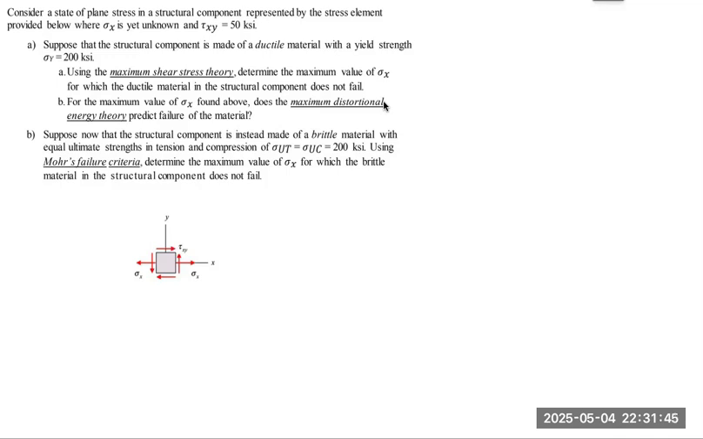And part C is, suppose now that the structural component is instead made of a brittle material with equal ultimate strength in tension and compression, ultimate stress tensile equals ultimate stress compressive equals 200 ksi. Using Mohr's failure criteria, determine the maximum value of sigma x for which the brittle material in the structural component does not fail.